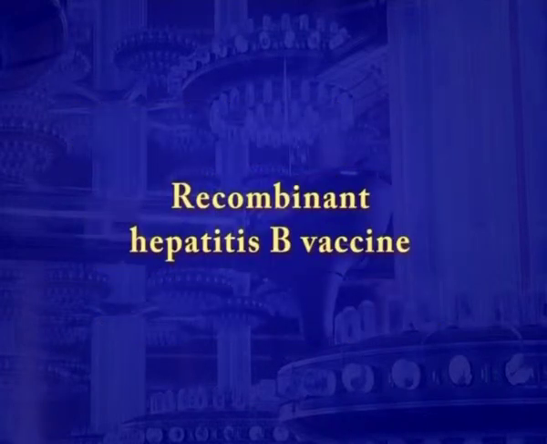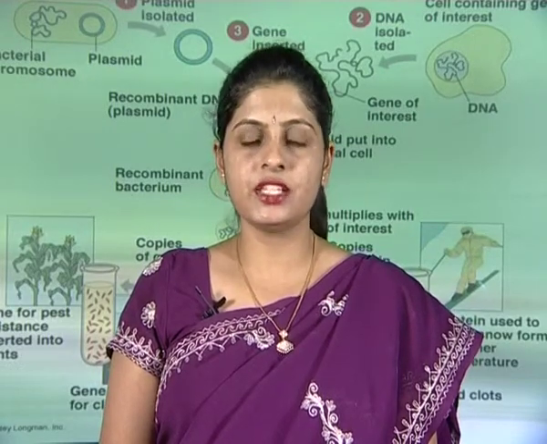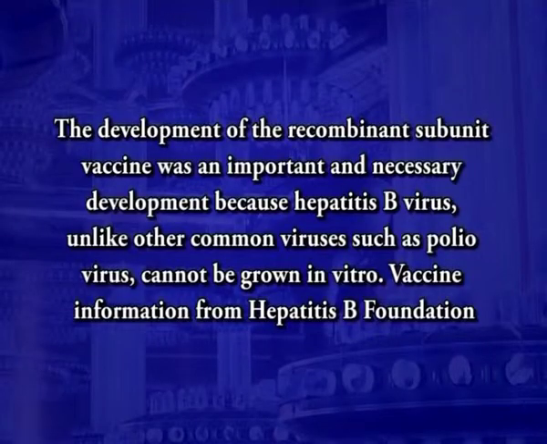Recombinant hepatitis B vaccine. Hepatitis B infection is controlled through the use of a recombinant hepatitis B vaccine, which contains a form of the hepatitis B virus surface antigen that is produced in yeast cells. The development of the recombinant subunit vaccine was an important and necessary development because the hepatitis B virus, unlike other common viruses such as the polio viruses, cannot be grown in vitro. Vaccine information from Hepatitis B Foundation.